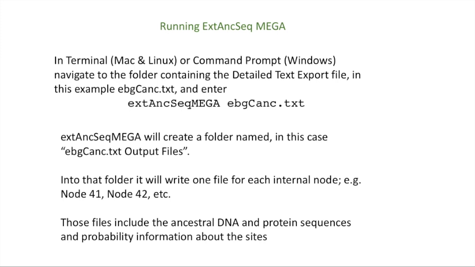So you start the program by entering this, hitting return, and in less than a second, the program will create a folder named, in this case, ebgc-enc.txt output files. And into that folder, it will write one file for each internal node. That is, there will be a file for node 41, a separate file for node 42, etc. Those files include the ancestral DNA and protein sequences and probability information about the sites in just the format that makes it useful to us.